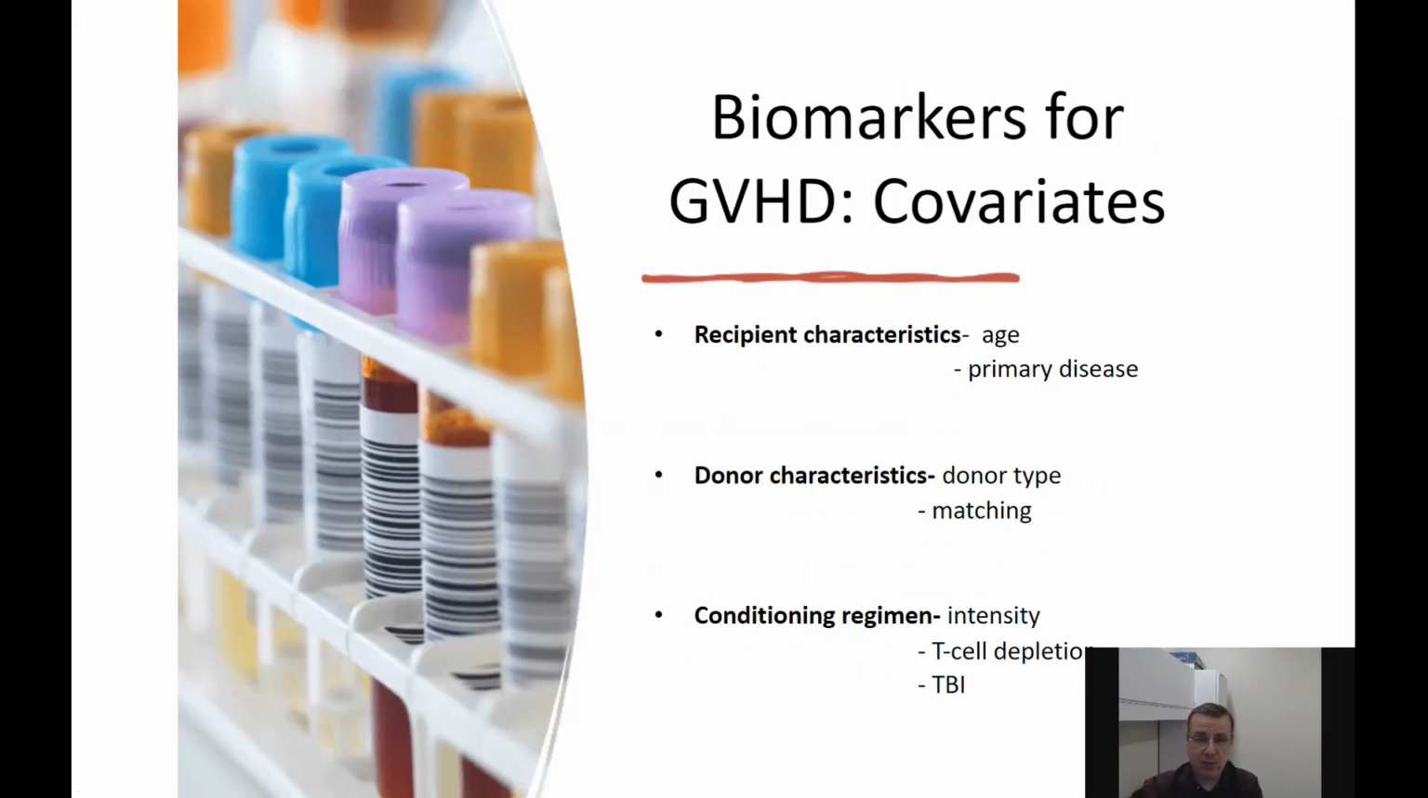And when analyzing the impact of biomarkers, covariates should be investigated as well that are related to the transplant and the patient, such as patient age, the primary disease the patient is transplanted for, and donor characteristics such as the donor type and the HLA matching, as well as conditioning regimen, conditioning intensity, and the use of immunosuppression.